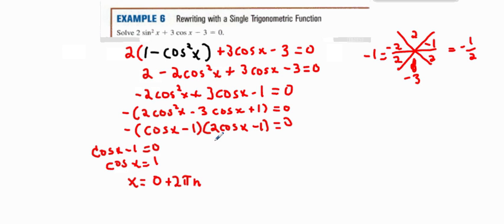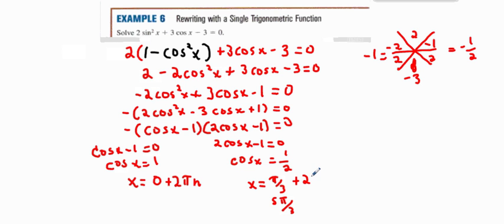Okay, for our second solution, we're going to set our other parenthesis equal to 0 and solve. That means cosine x will be, if we add 1 divided by 2, it's 1/2. So where is cosine equal to positive 1/2? That's when x is equal to pi over 3, so our quadrant 1. And cosine is also positive in quadrant 4. That would be our 5 pi over 3. Because again, we don't have a specified interval, we have to get our general form, so we tack on our 2 pi n to get all our solutions.